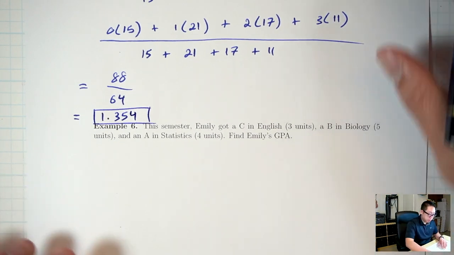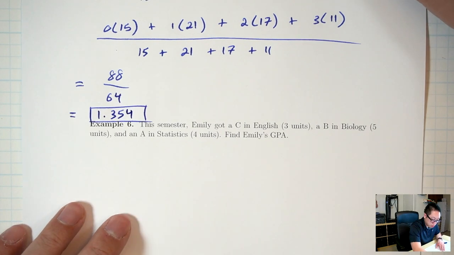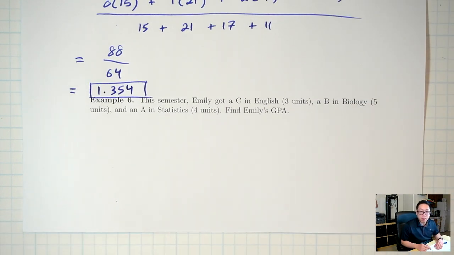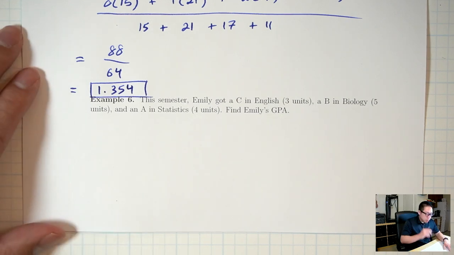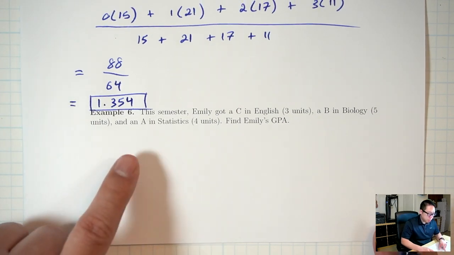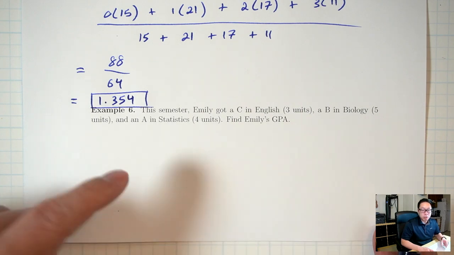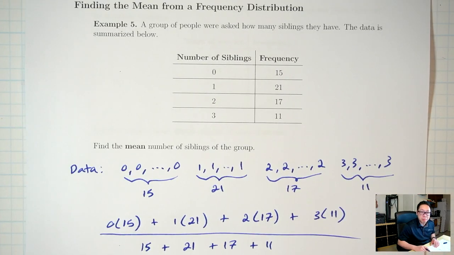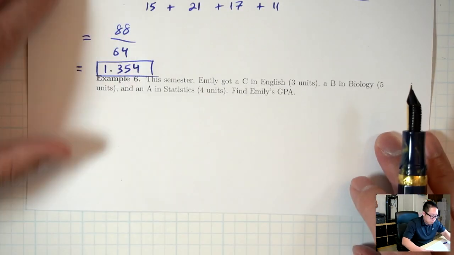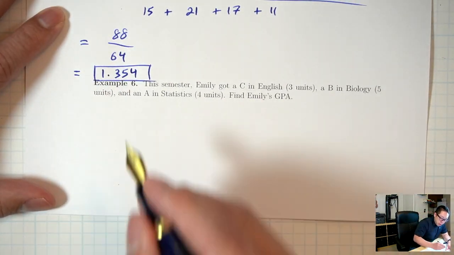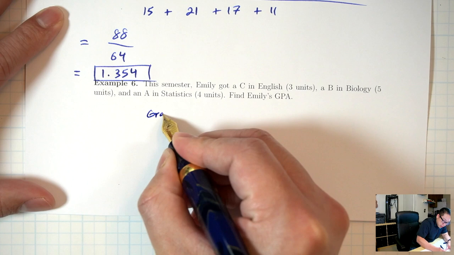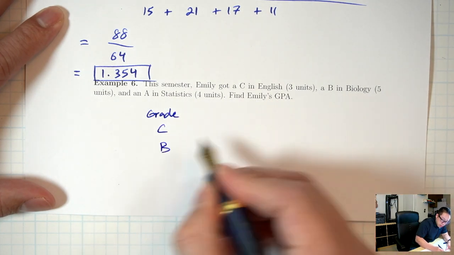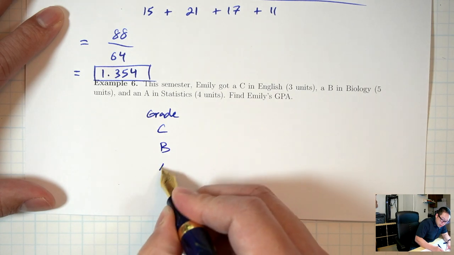Example six. This semester, Emily got a C in English, a B in biology, and an A in statistics. Find Emily's GPA. So the point I want to make here is that finding your GPA is actually the same calculation as this that we just did, okay? So let me write her grades. She got a C in English, a B in biology, and an A in statistics.